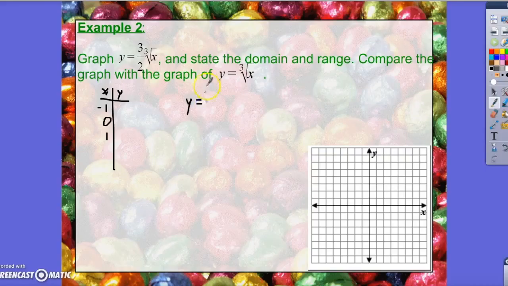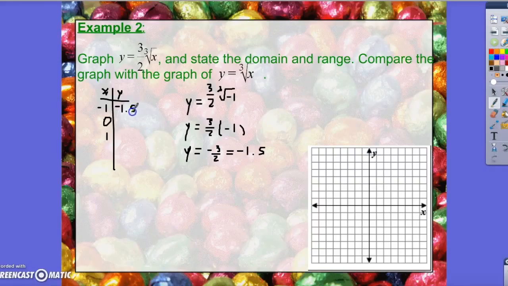I will do negative 1 with you. Always do the root first. Y equals 3 halves. Cube root of negative 1 is just negative 1. 3 halves times negative 1 is negative 3 halves, which is the same as saying negative 1.5. So you get negative 1.5. Sometimes you get decimals, that's okay. I think it's easier just to use the same points over and over as opposed to trying different numbers to make the y whole number.